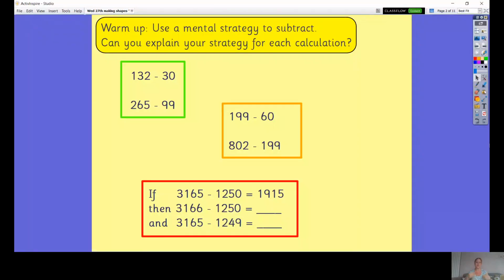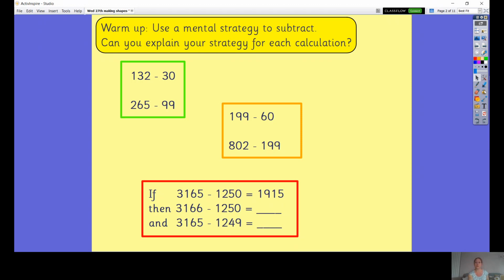So for your warm-up this morning, I'd like you to have a go at using your mental calculation strategies to subtract. So we know that we can do these sums using column subtraction, but there are some easier ways to work them out. So I'd like to pause here and have a go at working those out. What mental strategies can you use to enable you to be able to work those out in your head? Jot down how you would do each one and we will share our answers in a minute.